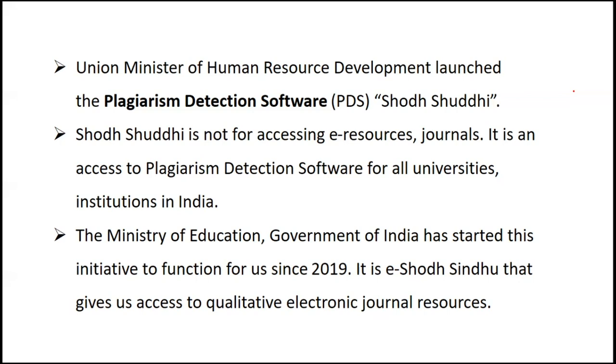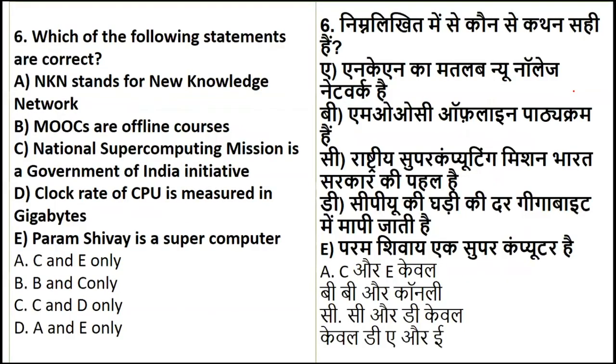So basically, Shuddhi is nothing but a plagiarism detection software, whereas it was given as electronic journal. So that is not Shuddhi. It is e-ShodhSindhu. Is it clear? Now, next one.